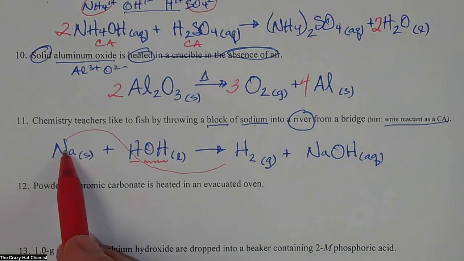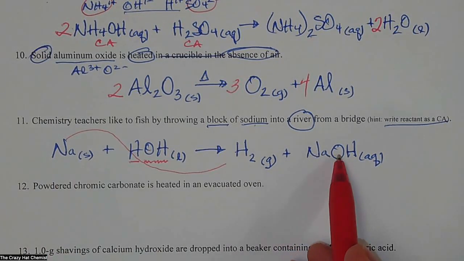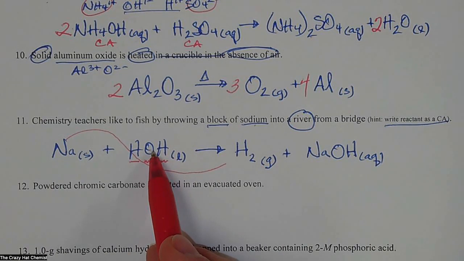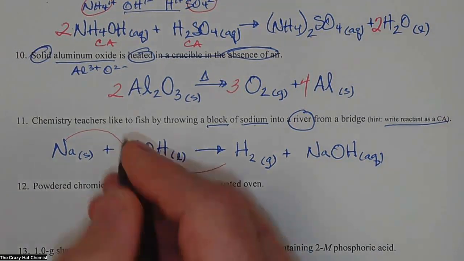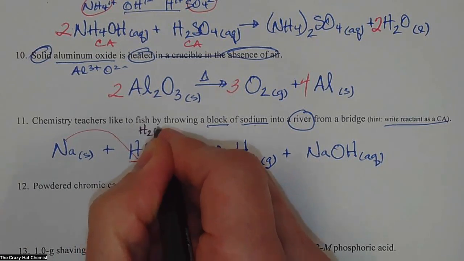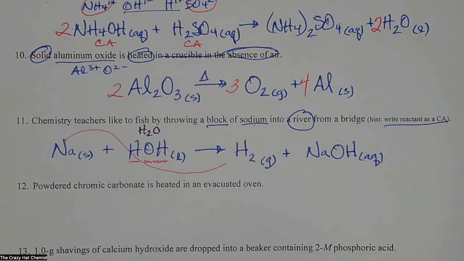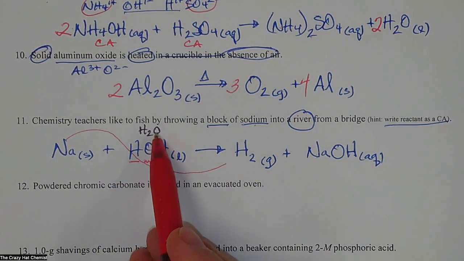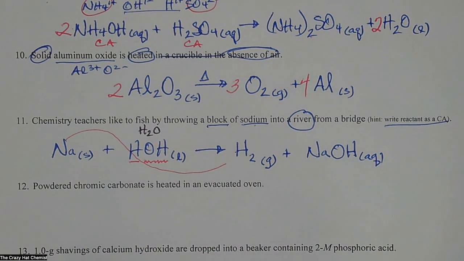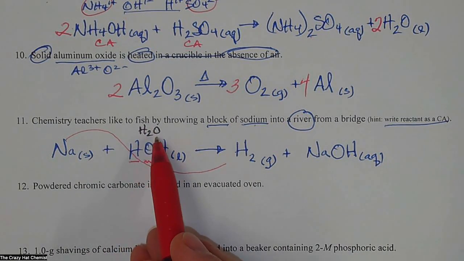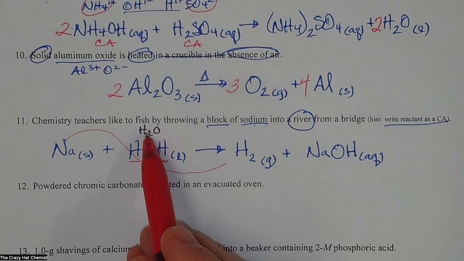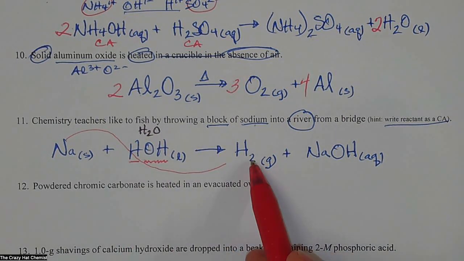All right, so 1 sodium, 1 sodium, 1 oxygen, 1 oxygen. And if it helps you, you can write now the formula for water as H2O. It really doesn't matter, okay? But that's where you see the 1 oxygen, 1 oxygen. And right now you should see that the number of hydrogens is 2 on the reactant side and 3.